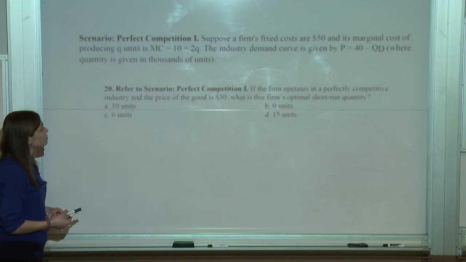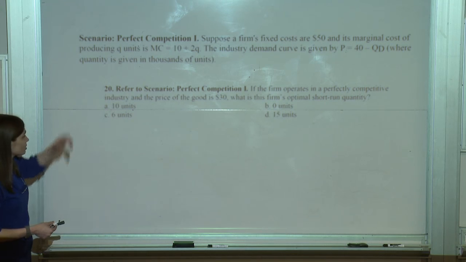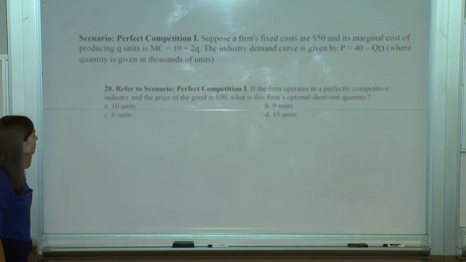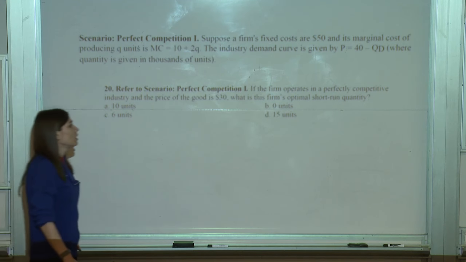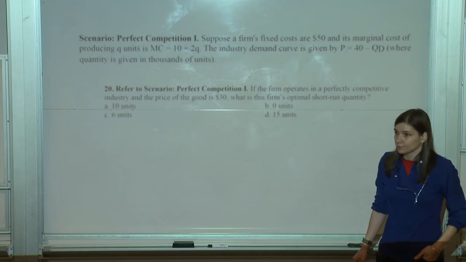All right, so suppose a firm's fixed costs are 50, marginal cost is 10 plus 2Q. Industry demand is 40 minus Q, where Q is in thousands. If the firm operates in a perfectly competitive industry and the price of the good is $30, what is this firm's optimal short-run quantity?